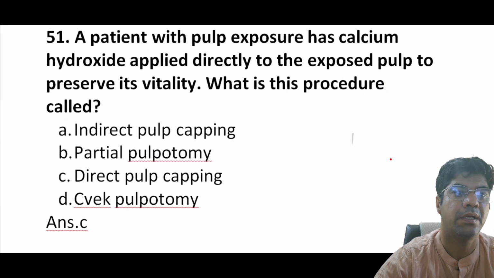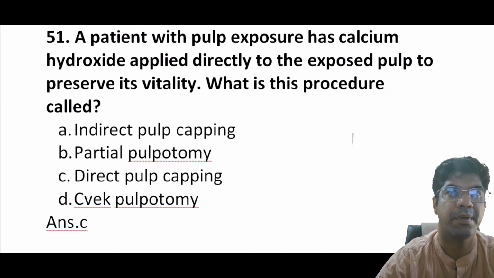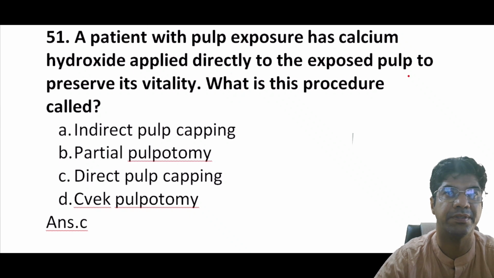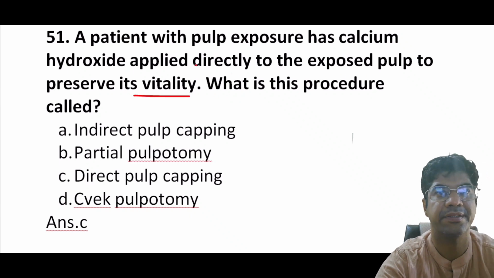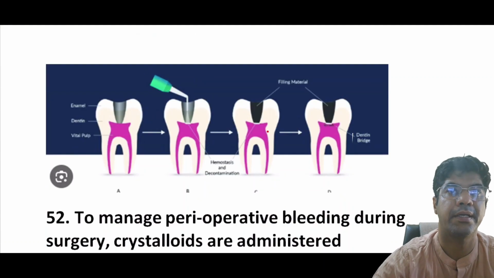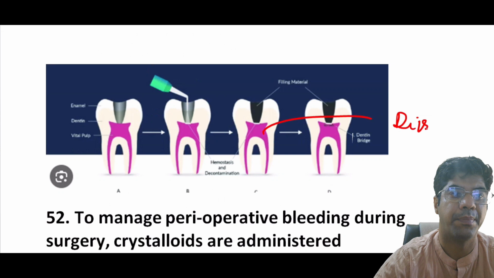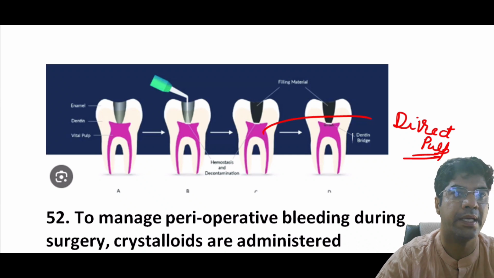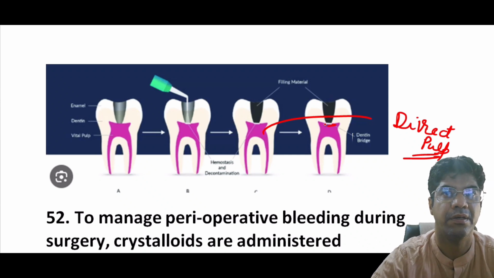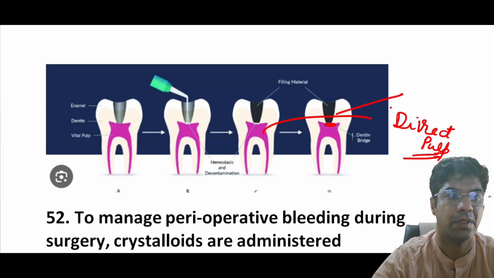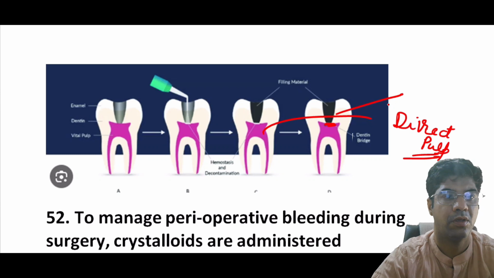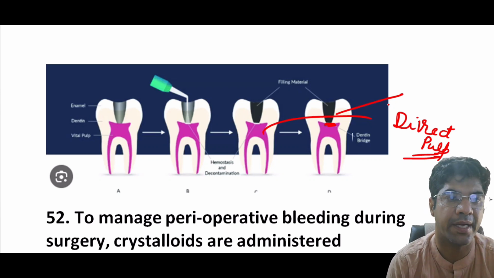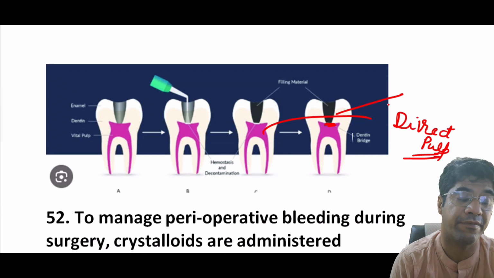A patient with pulp exposure has calcium hydroxide applied directly to the exposed pulp to preserve its vitality. So this procedure is known as direct pulp capping. Here the calcium hydroxide is applied directly on the exposed pulp to promote healing and preserve the vitality. The purpose of direct pulp capping is to create a seal over the exposed pulp to protect it from further infection and inflammation.